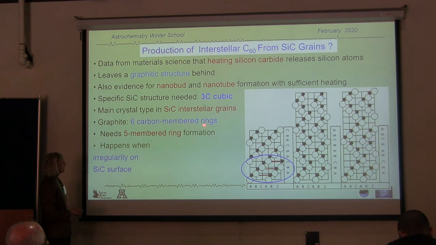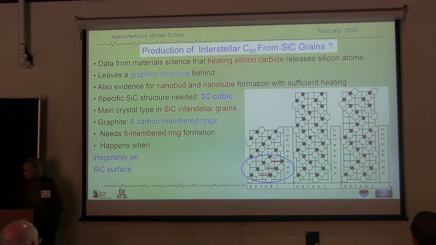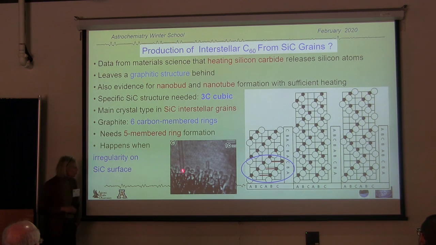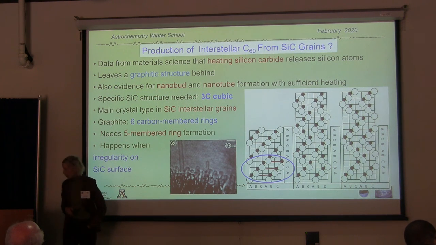Graphite requires 6-membered carbon rings. However, if you want to form a nanostructure or a buckyball of fullerene, you need both 5- and 6-membered carbon rings. But this can happen also when there's irregularity on the silicon carbide surface. And some people in the material science literature have actually grown nanotubes. And here's a picture of the nanotubes. This is work done like in the 1990s. So here's a TEM image of nanotubes growing off the silicon carbide discs.